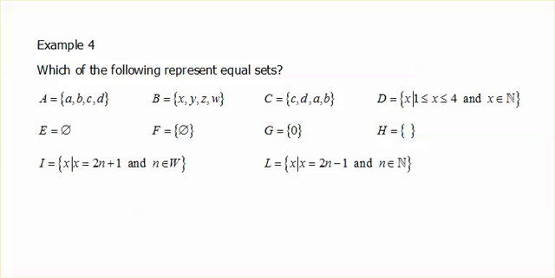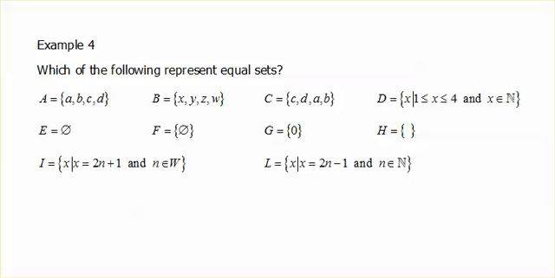Here we have example 4, and again we're going to do the same thing. We've been talking about sets and what it means to be equal sets, so let's see how much you've learned. We have these sets here from A, B, C, D, E, F, G, H, I, and L, and they're all either described using set builder notation or the roster method. So our question here is, which of the following represent equal sets?